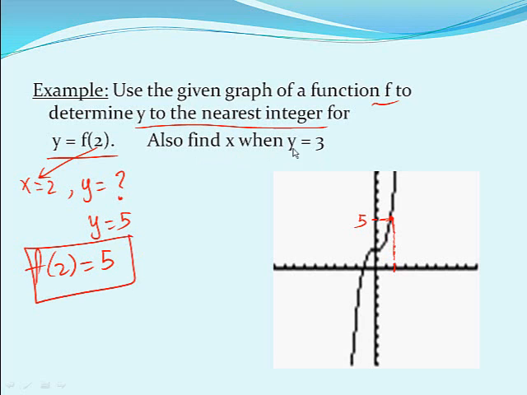Also find x when y equal to 3. That means I need to calculate x with a given y value of 3. So this time, we start with the y value, which is 3, go to the graph, and then read the x value from the x-axis. So this x value will be 1. x equal to 1 when y equal to 3.